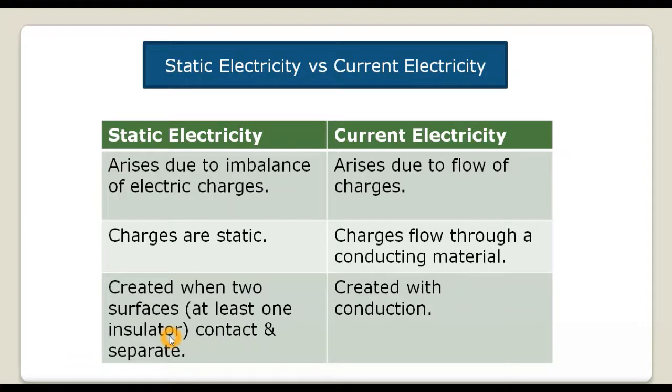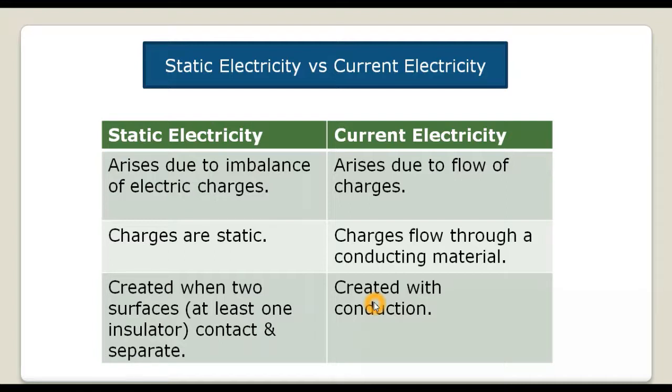So, one good example of a poor conductor is plastic. It will not allow electric charge to flow through it. So, what will happen to the charges? The extra charges just remain confined in one particular area, and that is how static electricity is formed. But in the case of current electricity, it's created with conductors, because in those materials which do not allow charges to flow through them, obviously, you will not find current electricity.